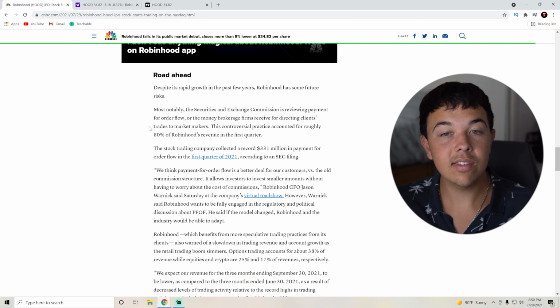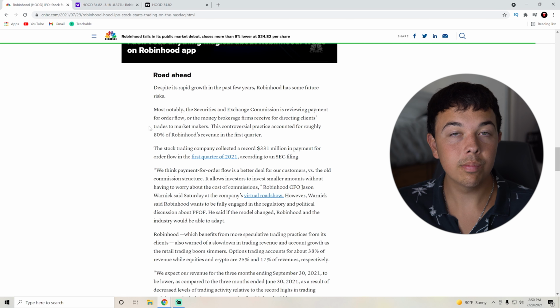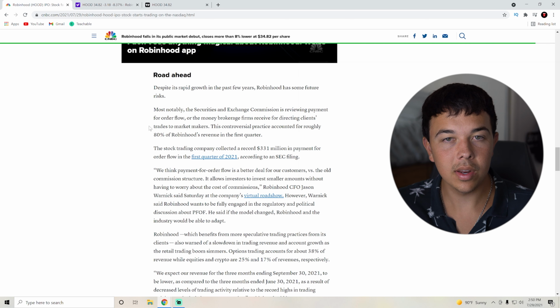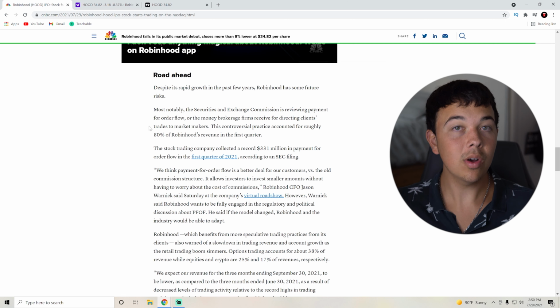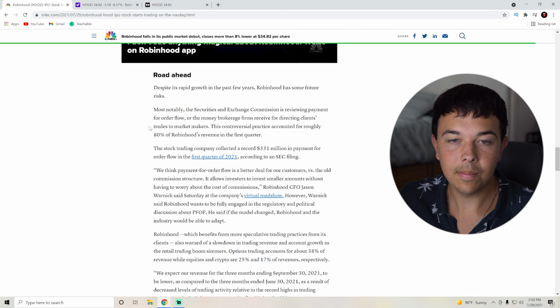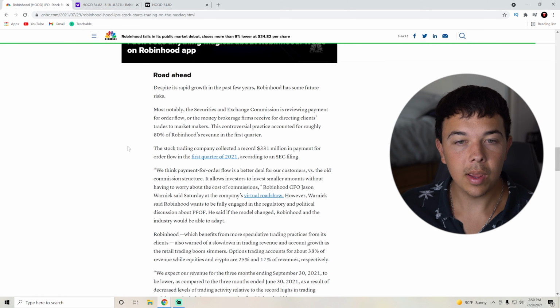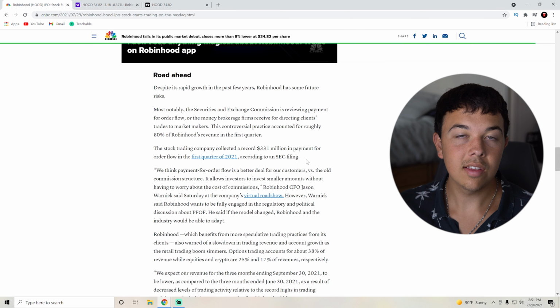Now, if anything went south in terms of payment for order flow, that would pretty much tank the stock of Robinhood and the app in general, as well as apps all around. It would basically change the whole market, which would be pretty insane. But the stock trading company collected a record $331 million in payment for order flow, according to an SEC filing.